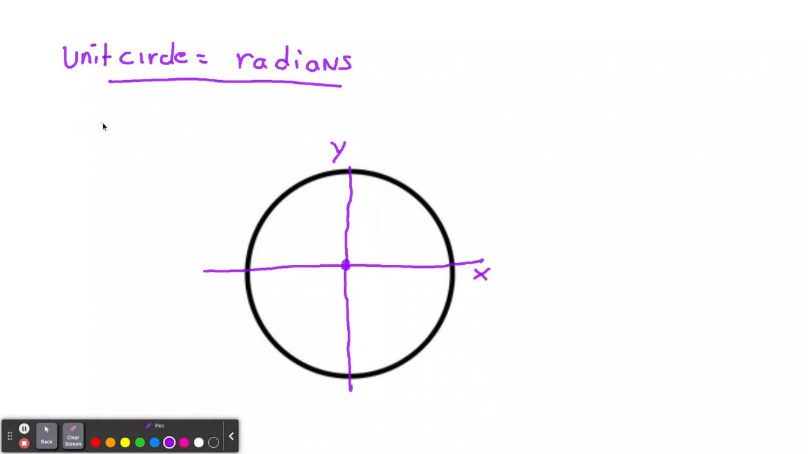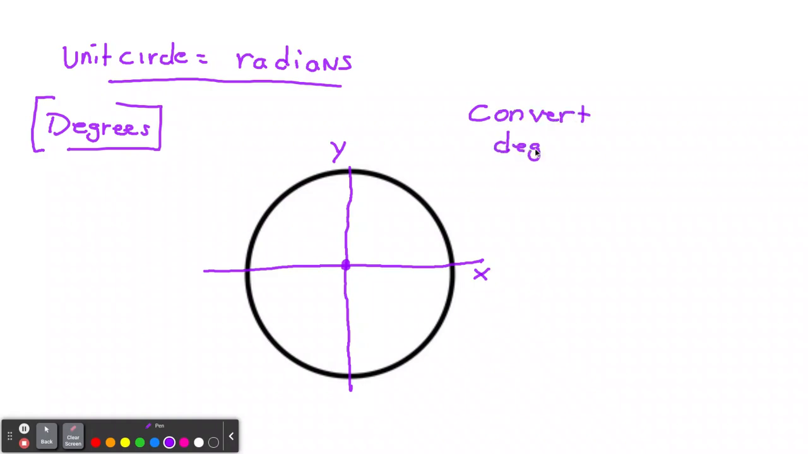Now, when you first learn about geometry, you talk about degrees. So the first concept we should do is knowing how to convert degrees to radians. That's the first concept we have to know.